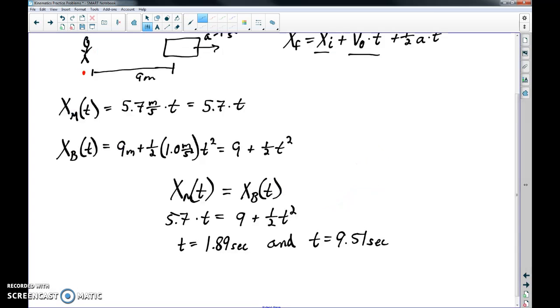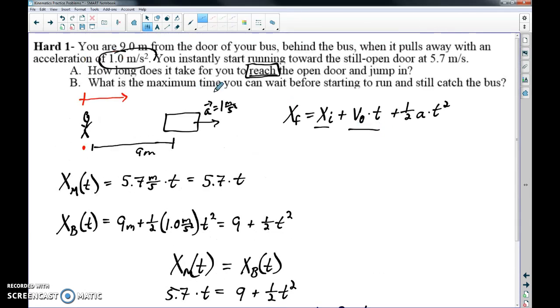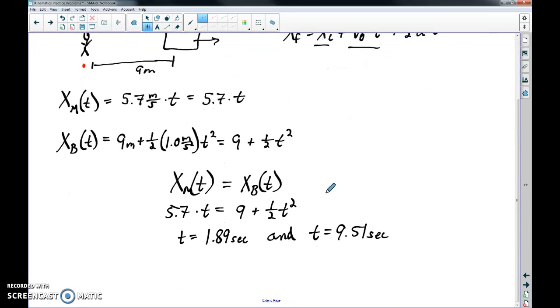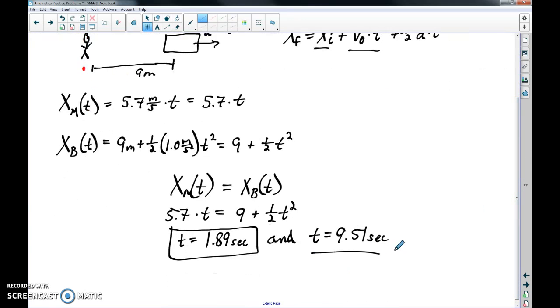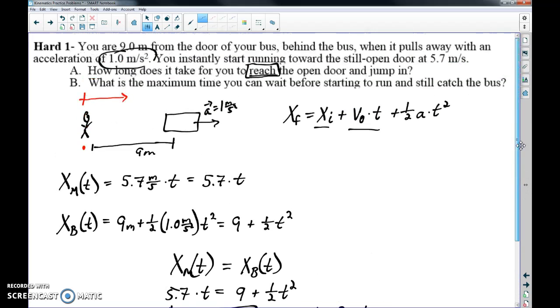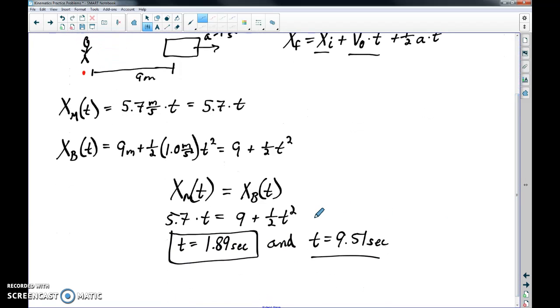So to answer the first question, how long does it take to reach the open door? Well, the closest time, or the earliest time that you could, is 1.89 seconds. Okay? To answer the second part, you do have a second opportunity if you miss the first opportunity. You can hop on the bus at 9.5 seconds. Part B asks, what's the maximum time you can wait before starting to run and still catch the bus?